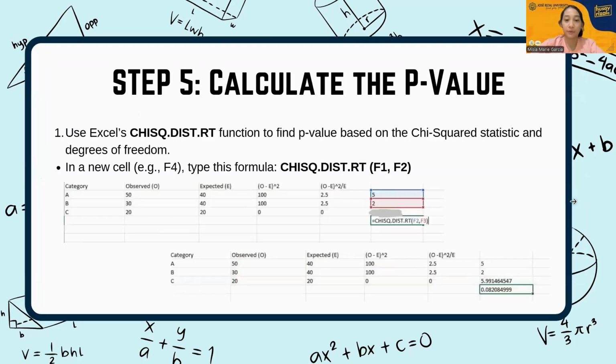Step 5. Calculate the p-value. Use Excel's CHISQ.DIST.RT function to find the p-value based on the chi-squared statistic and degrees of freedom. In a new cell, for example F4, type equals CHISQ.DIST.RT(F1, F2), then enter.